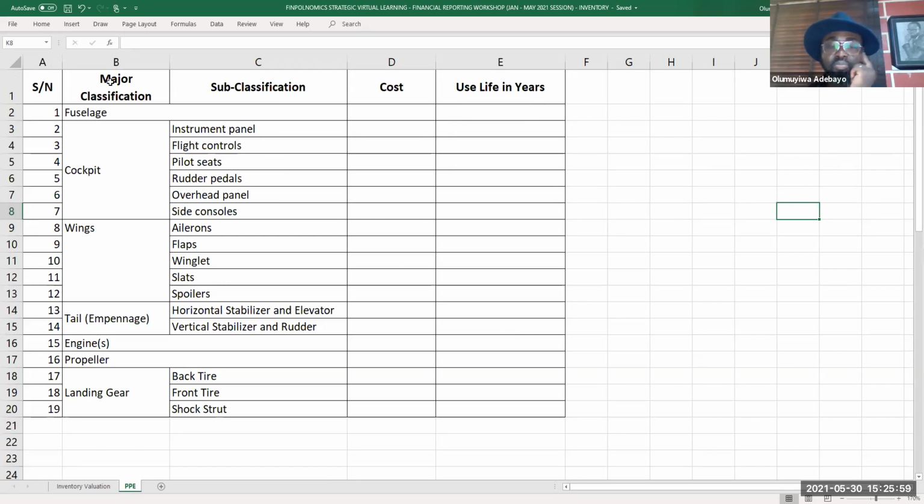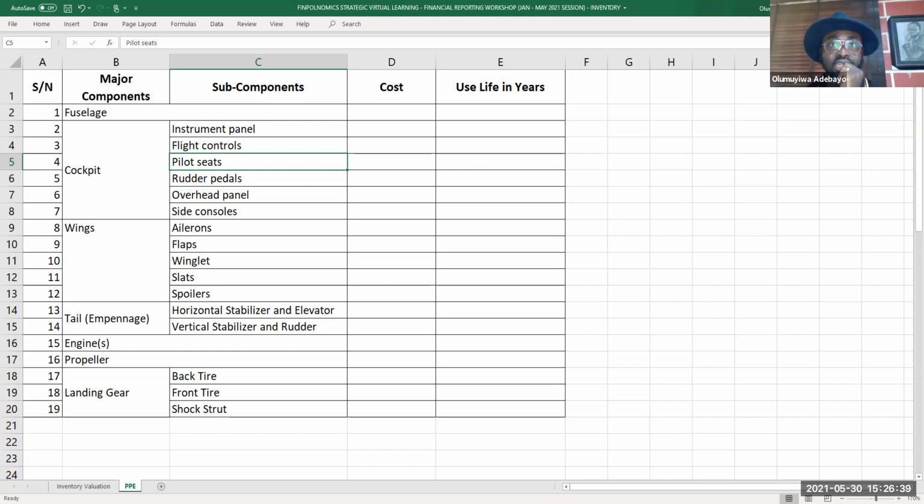Let me call these the major components, and these are the sub-components. We have fuselage, cockpit, wings, tail, engine, propeller, and landing gear. And the subcomponents for each one of them are also taken into consideration. That is with respect to asset componentization.